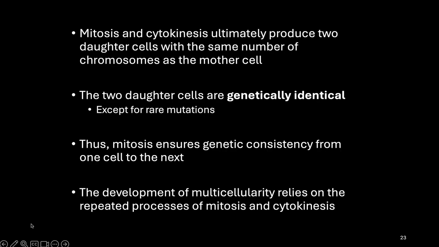They are identical because in the process of mitosis, we separated sister chromatids, which were formed during S phase when our chromosomes were replicated, and they are thus identical. Mitosis thus ensures genetic consistency from one cell to the next, and is the reason why we, as humans, have trillions of identical cells in our body. Mitosis is the process that makes multicellularity possible.